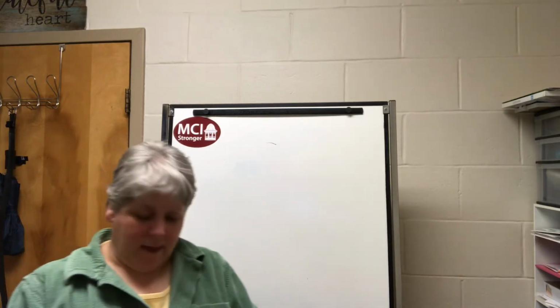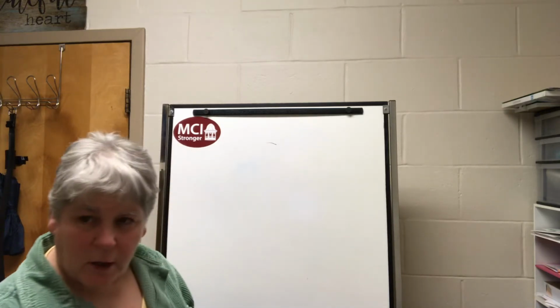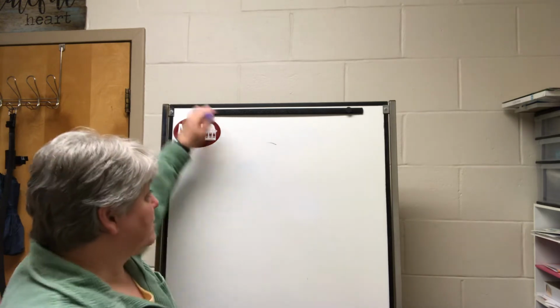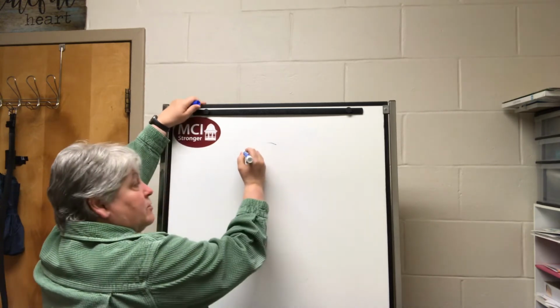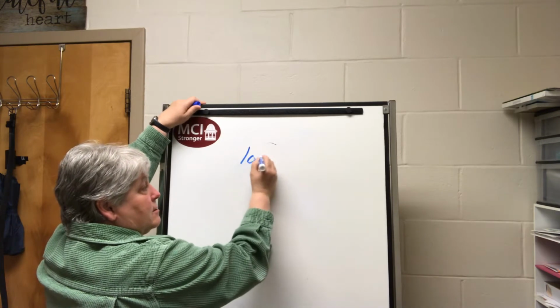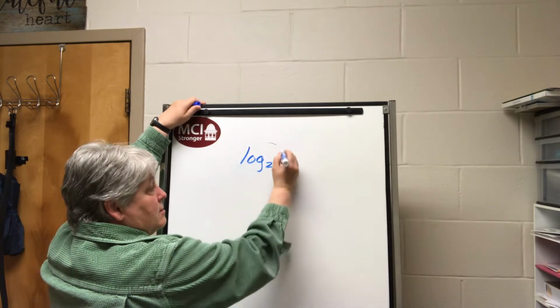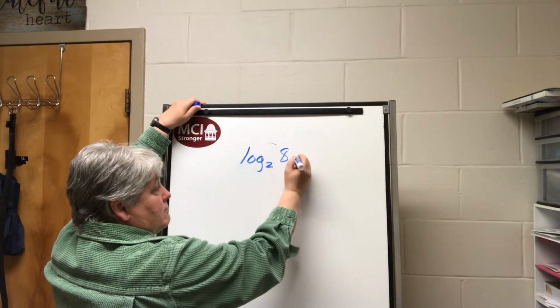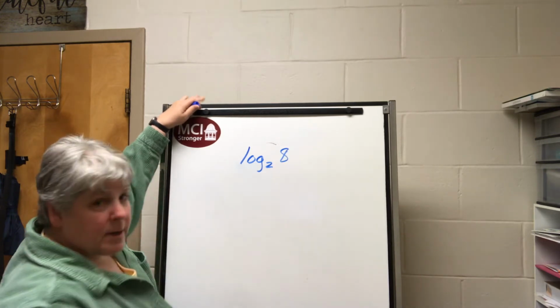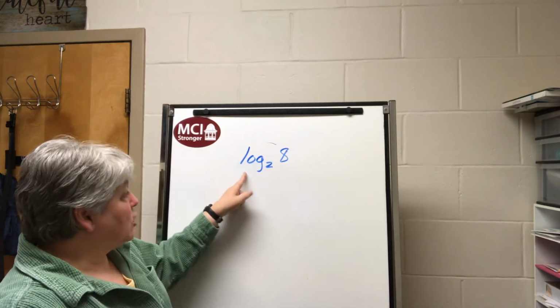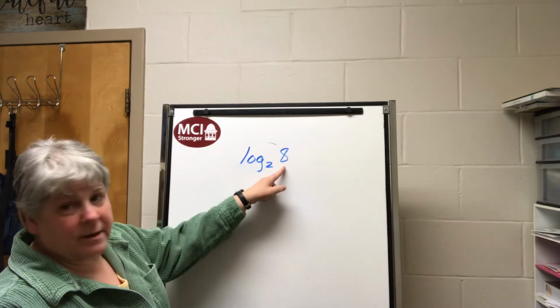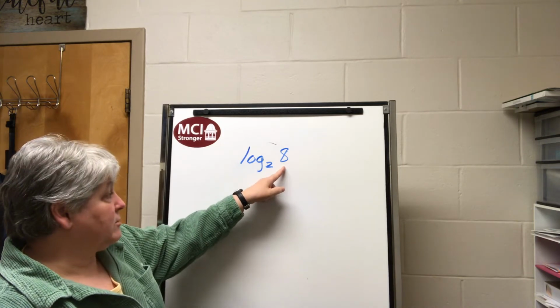Hi guys, wanted to talk a little bit about logarithms and how to go back and forth between the two forms. So if I see a logarithm and it looks like this right here, this says the log to base 2 of 8. That's how you read the notation.